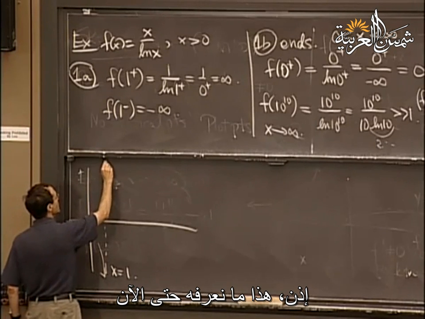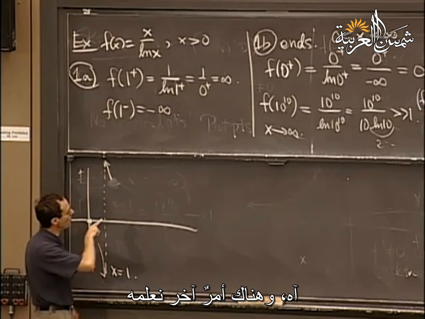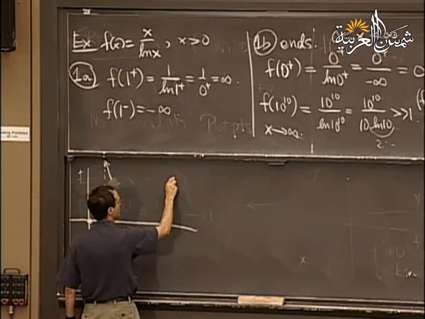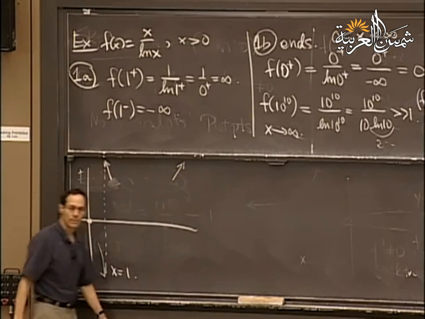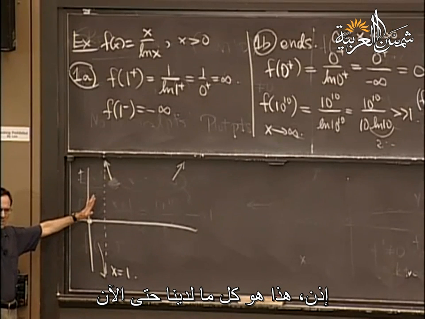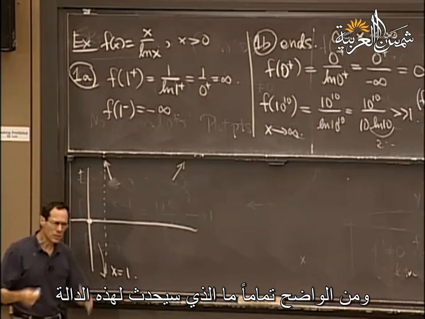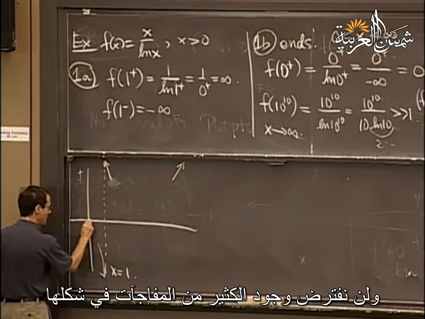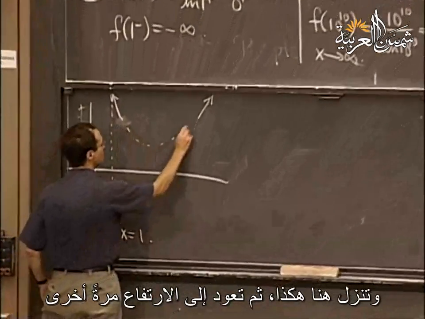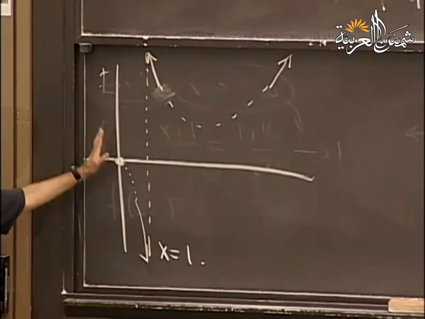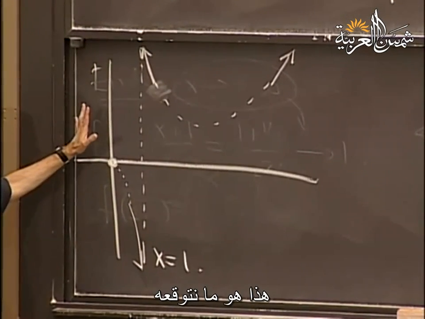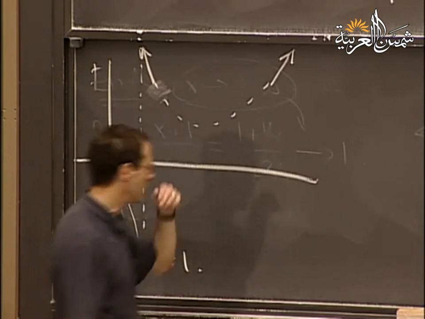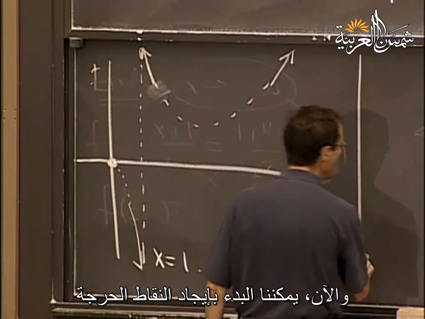All right, so far, this is what we know. Oh, and there's one other thing that we know. When we go to plus infinity, it's going back up. So far we have this. Now, already, it should be pretty obvious what's going to happen to this function. There shouldn't be many surprises. It's going to come down like this, turn around and go back up. That's what we expect. We don't know that yet, but we're pretty sure. So at this point, we can start looking at the critical points.